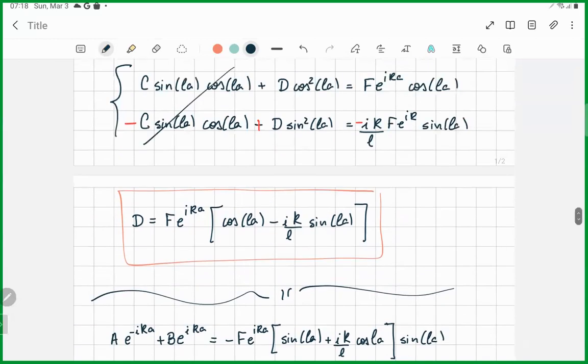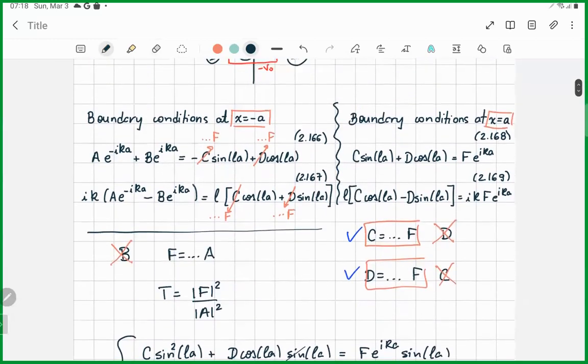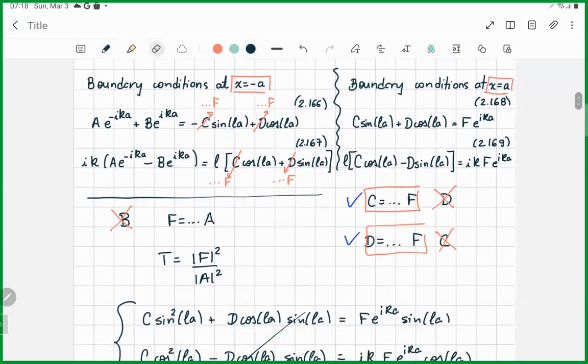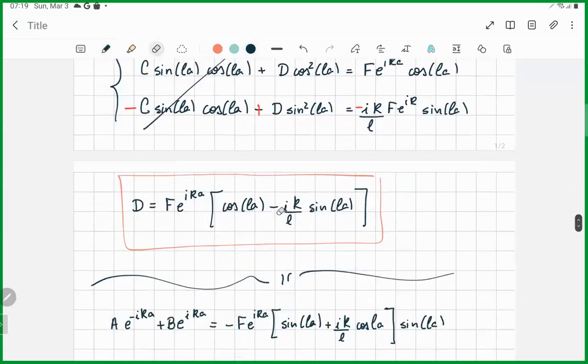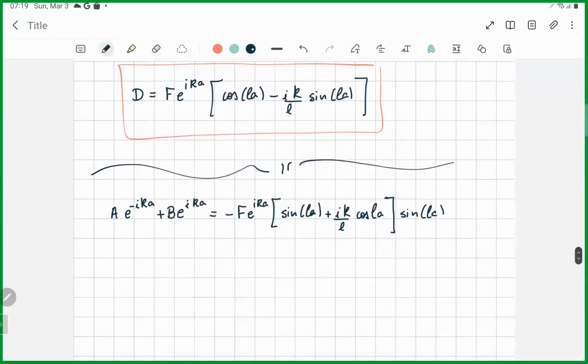Okay, good. The next part is this D here. So I'm going to copy this whole thing. So here I have plus F exponential of IKA, and then we have cosine LA minus IK over L sine LA. And remember, this was multiplied by cosine LA.